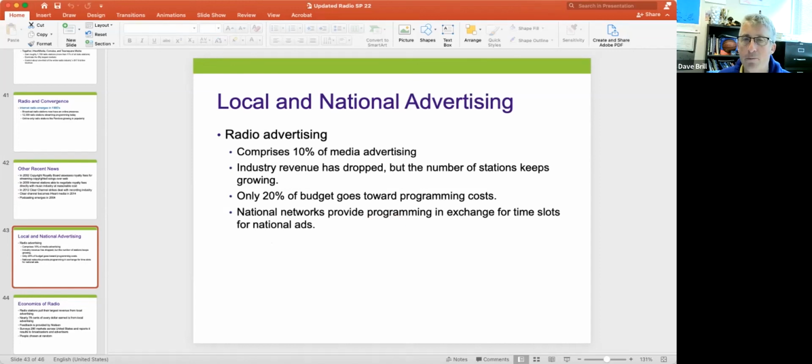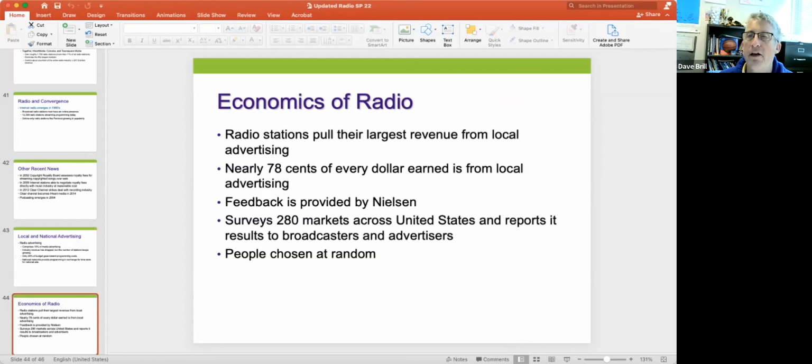Radio advertising now, by the way, comprises 10% of media advertising. Industry revenue has dropped, but the number of stations keeps growing. That's in large part due to the internet. Only 20% of the budget goes toward programming costs. So it's not like television, where you have to build expensive sets or pay actors an exorbitant fee. That's not the same with radio versus television. National networks still provide programming in exchange for time slots for national ads, although getting significantly less. Radio stations pull their largest revenue from local advertising. Nearly 78 cents out of every dollar is earned from local advertising. And that's critical because local and radio go together like peas and carrots.